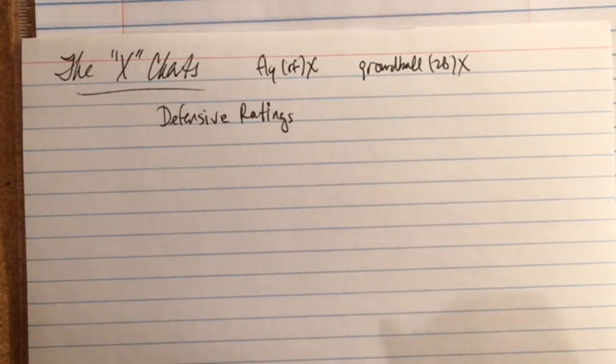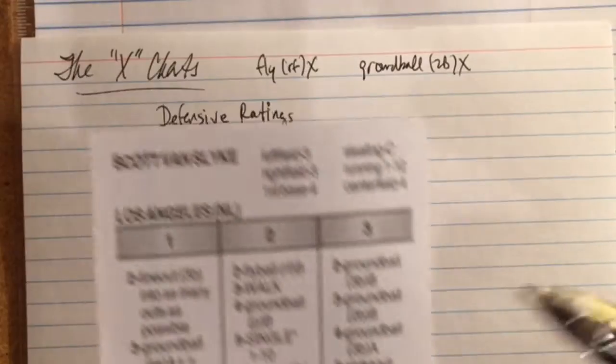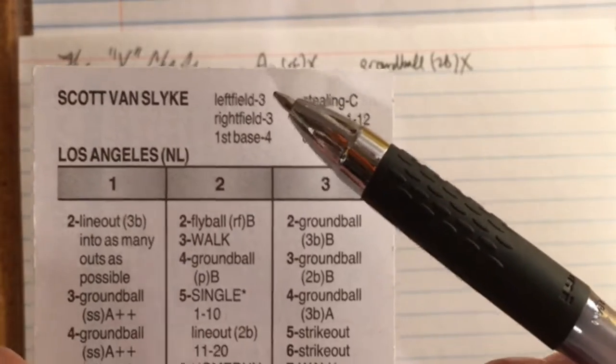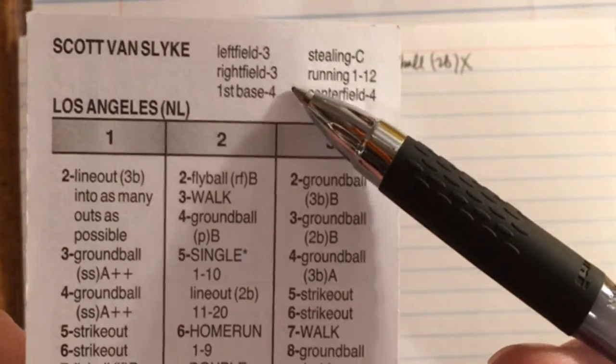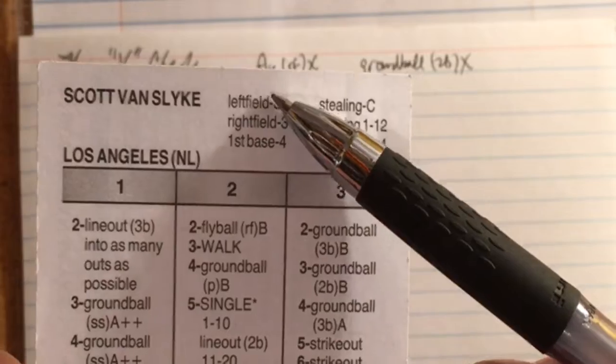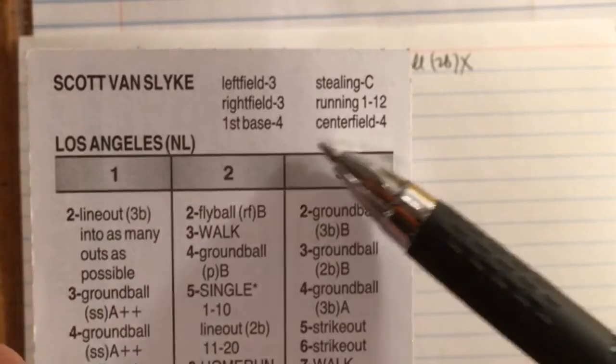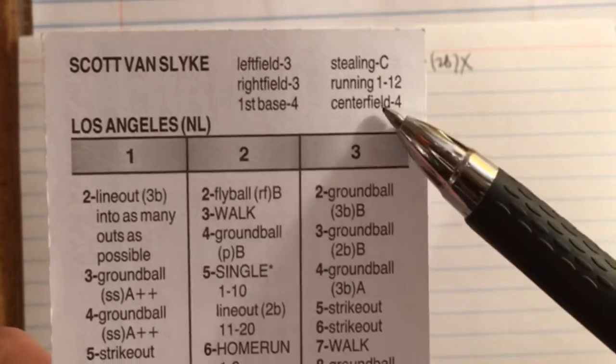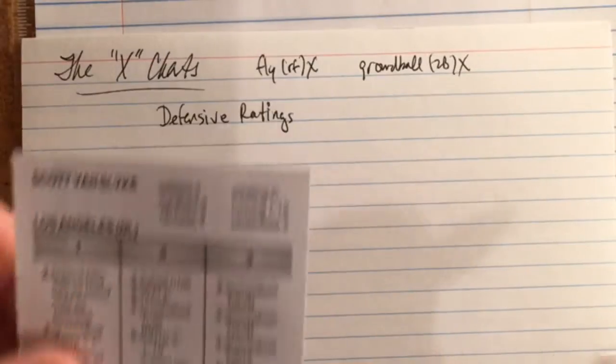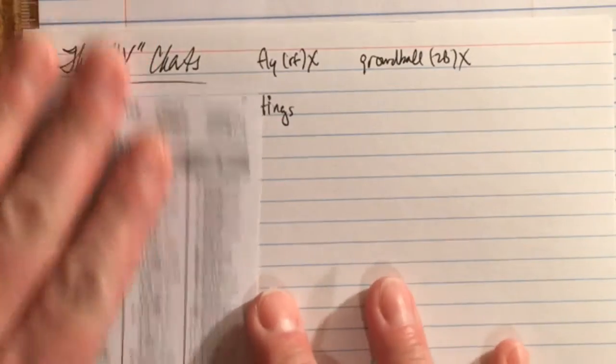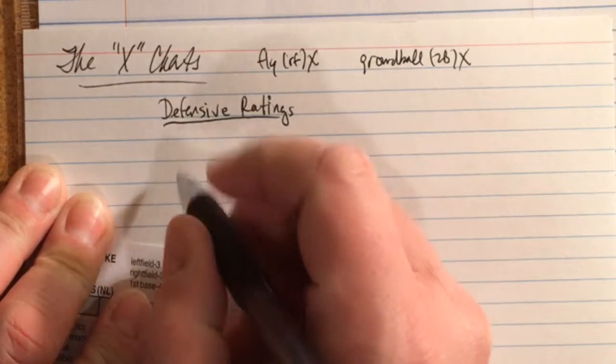So let's take a look at a card. Let's take Scott Van Slyke. This side of the card is the basic side. As you can see, he is rated for 4 positions: left, right, center, and first base. Each of those gets a different rating on the basic card. Now, let's do it this way. We'll start with basic.